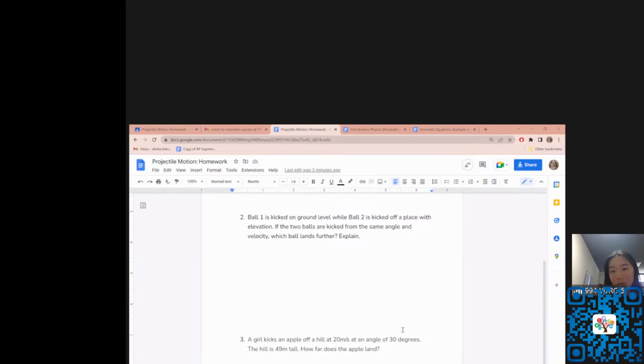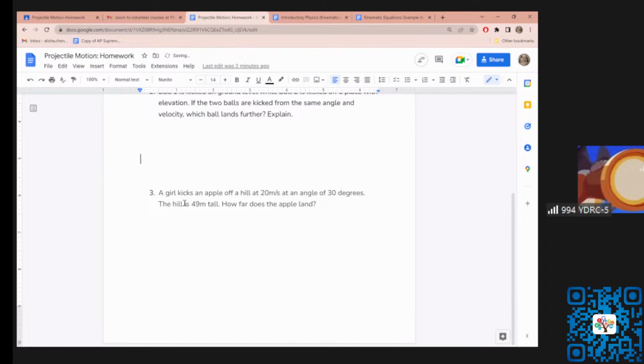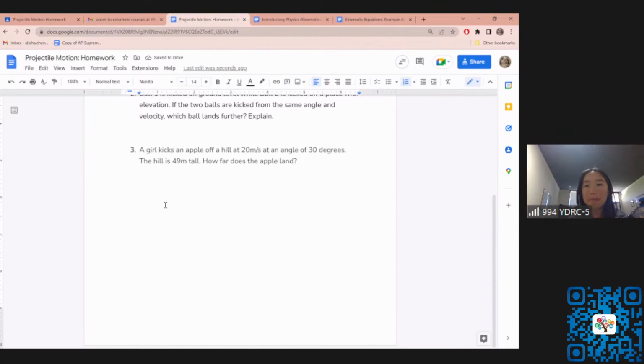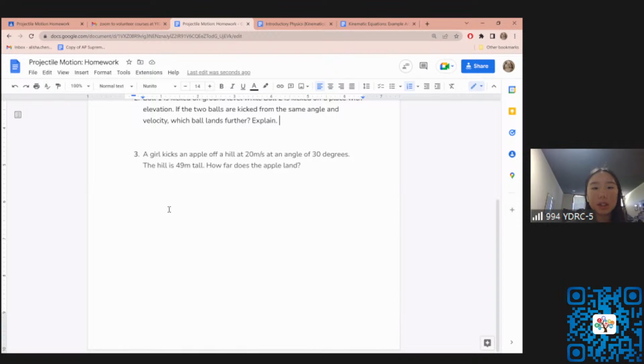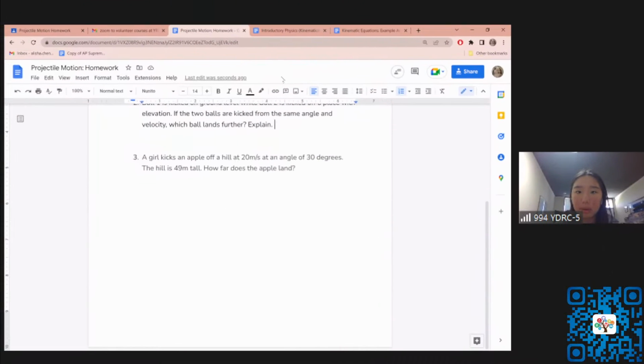Okay, I have more space for this one. So, a girl kicks an apple off a hill at 20 meters per second at an angle of 30 degrees. The hill is 49 meters tall. How far does the apple land?